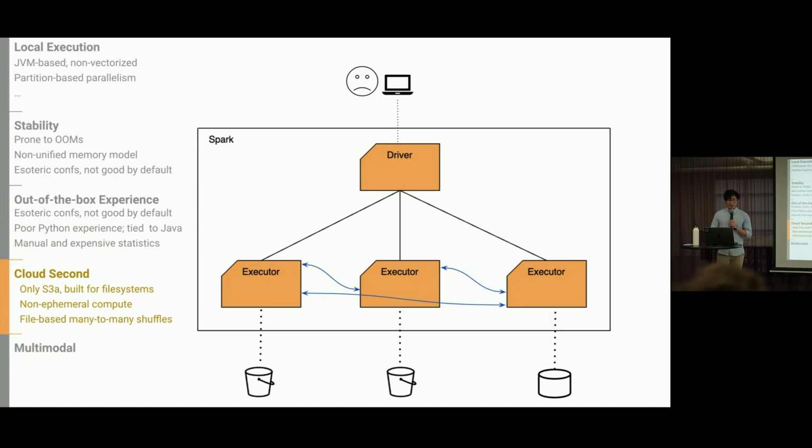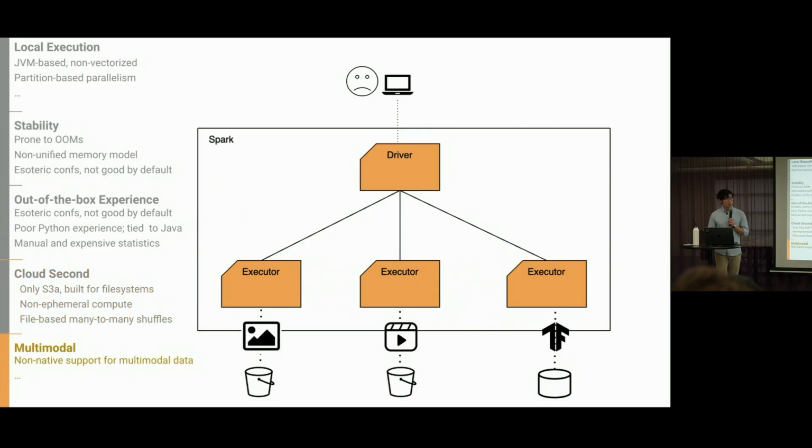Spark also has a bunch of very expensive file-based shuffles. It's not really built for the cloud. You see a lot of stability issues with that. And finally, multimodal. BI is great. We all love to see a good graph from our user data. But the world is moving towards ML, doing a lot of ML on data like images, videos, tensors, embeddings.